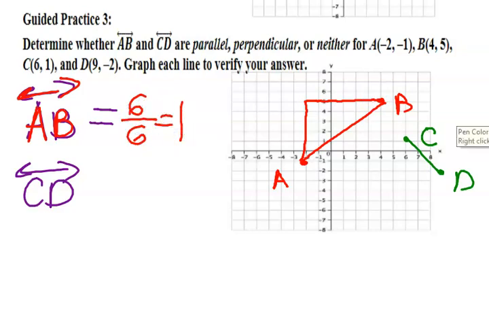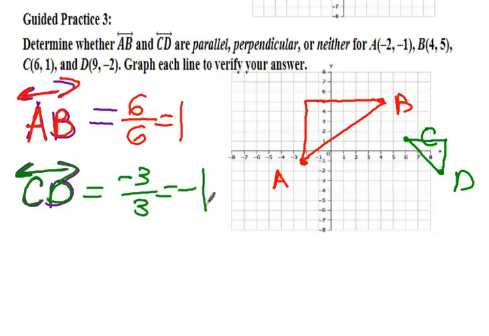All right, and then CD. Sorry, I went a little bit off the map. Okay, so CD is my green one. Okay, so I'm going to rise and run. So 1, 2, 3. 1, 2, 3. So that was -3 over 3, which would be -1. Okay, well, if AB is 1, the slope, and the second one is -1, those are actually reciprocal, and one's positive and one's negative. So if this line kept going, it would cross it at 90 degrees, which means it's perpendicular.